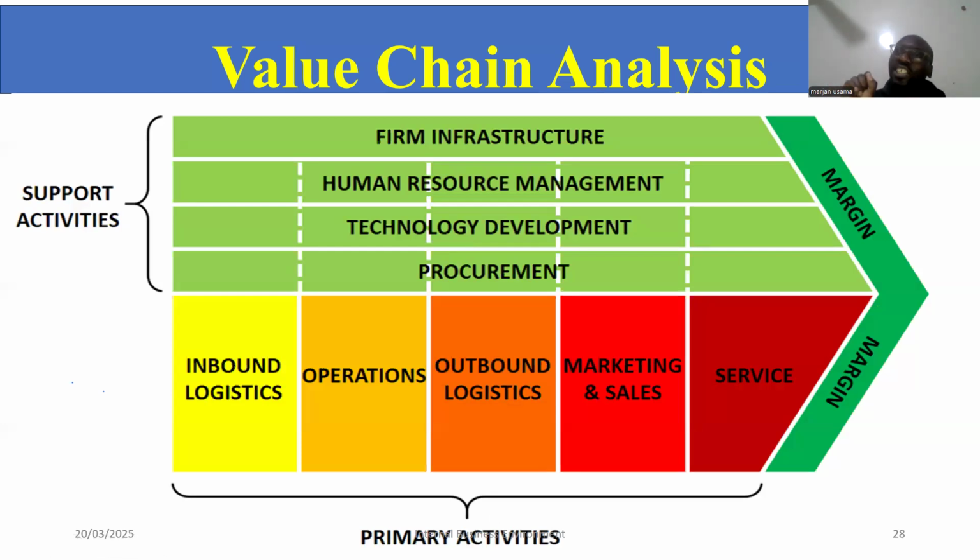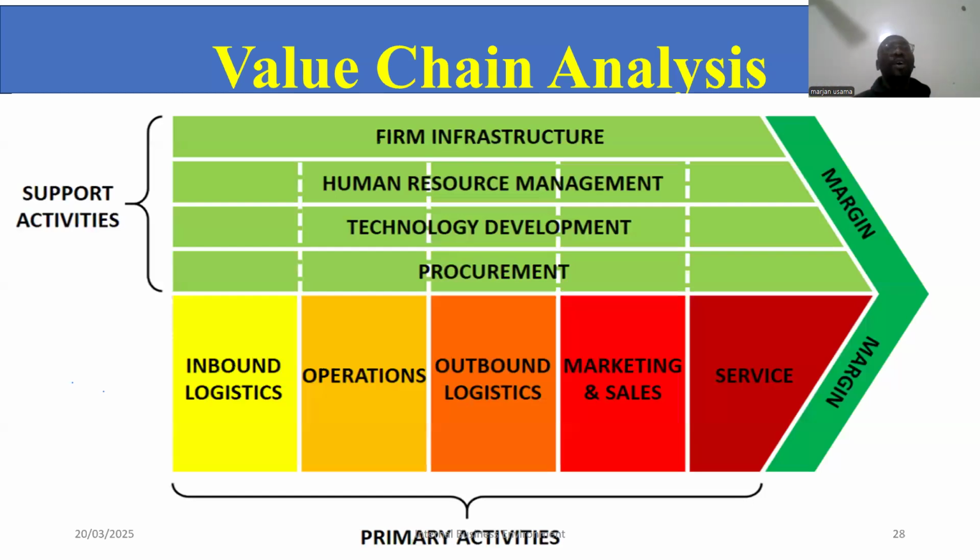So we normally have al-anshita al-asasiya. Then we normally have al-anshita al-musa'ada. These are like al-anshita al-thanawiya. These are support activities. So the primary activities plus the support activities help us to get the margin. This margin is the profit. The margin here, this is the profit of the organization. So if you are very good in your support and your primary activities, the margin is going to be very big. So our main objective is we want this margin to be very big.